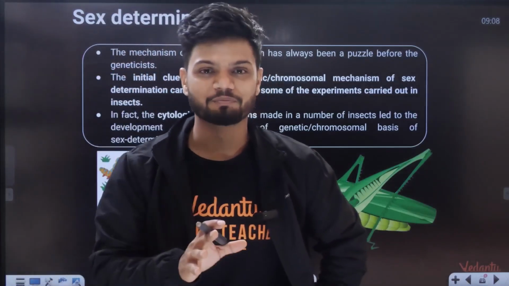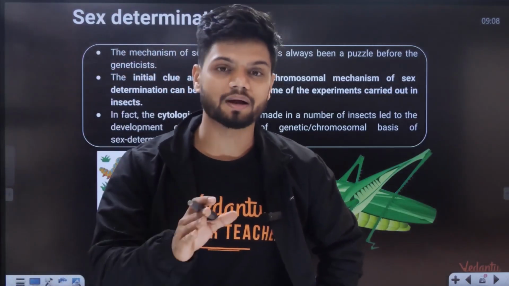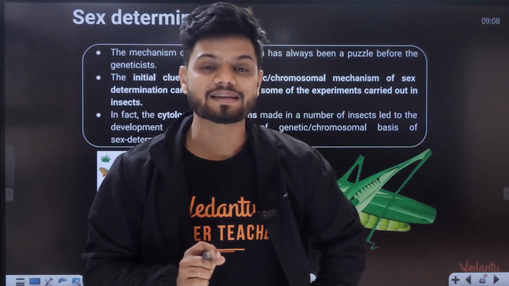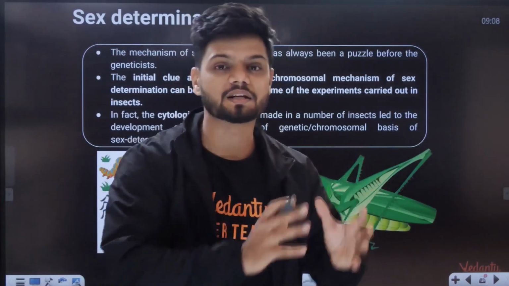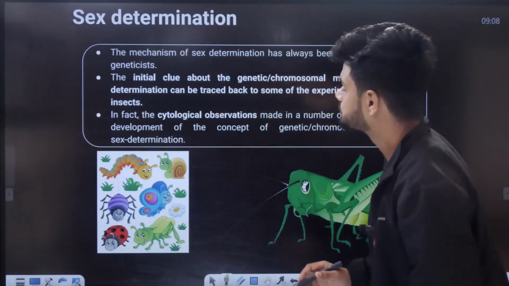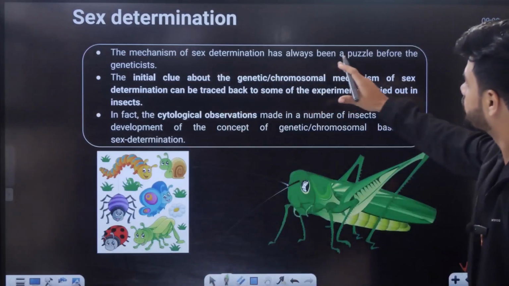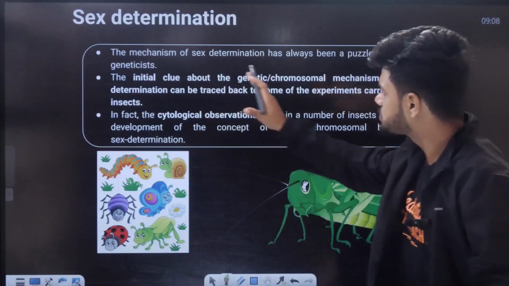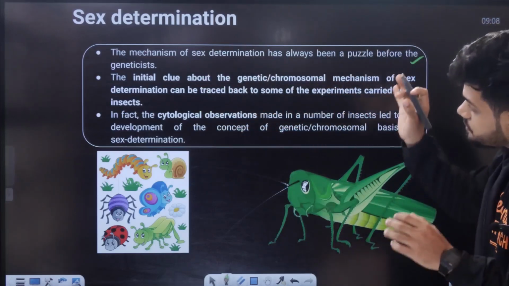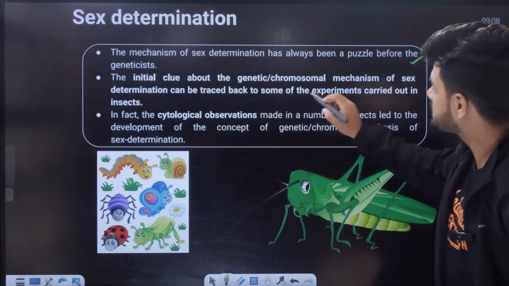So let me tell you, the scientist which is supposed to come to your mind is called Henking. Henking is a scientist whose main contribution was towards sex determination. See here, Henking. The mechanism of sex determination has always puzzled geneticists. The initial clues about the genetic or chromosomal mechanism of sex determination can be traced back to some experiments carried out in insects.